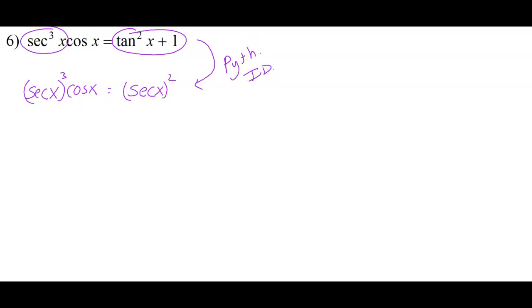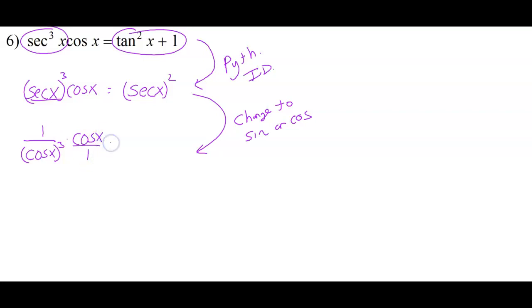All right, what's next? What do you guys think is next? Of course, it's changing everything to sin and cos. So this secant x to the 3rd power is going to be 1 over cosine of x to the 3rd power. Now you guys might be wondering, Mr. Bailey, why don't you put the 3rd power up here? Well, because 1 to the 3rd power is still just 1, right? So what's the point of putting that? I'll also do this one.